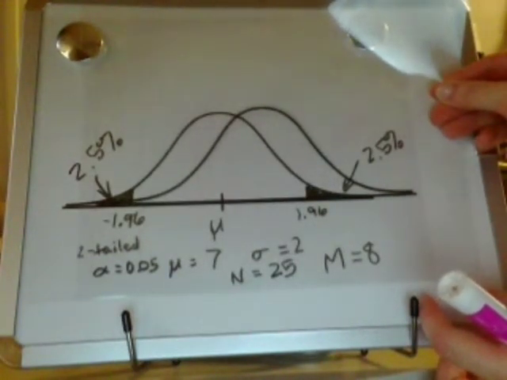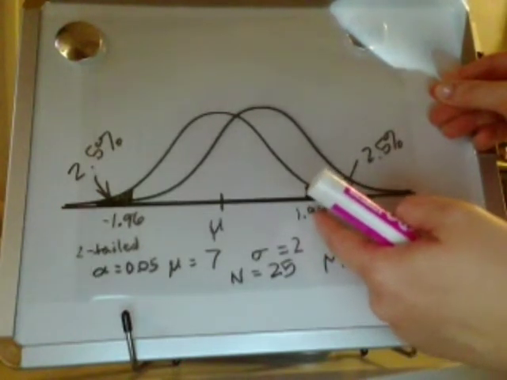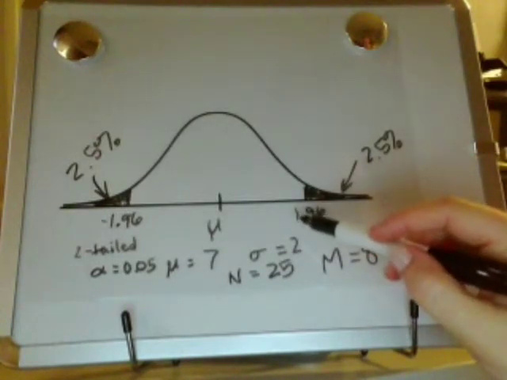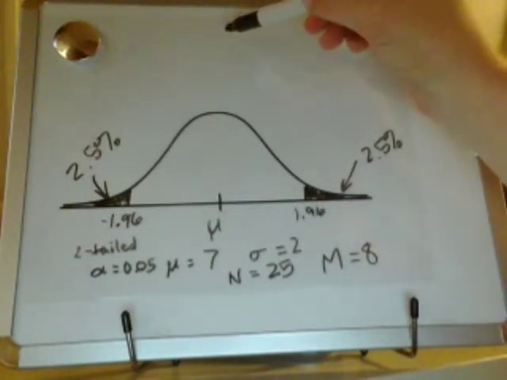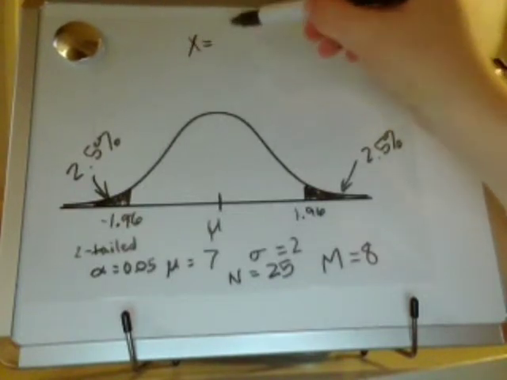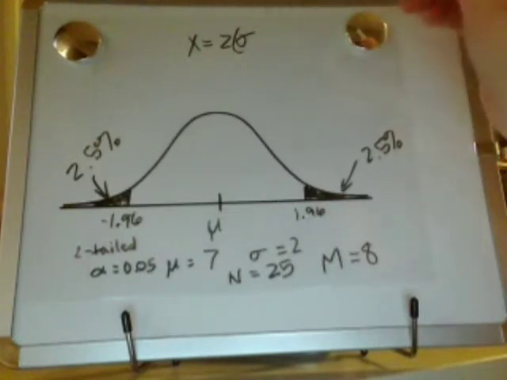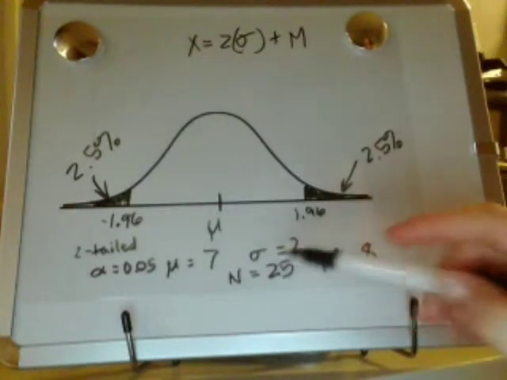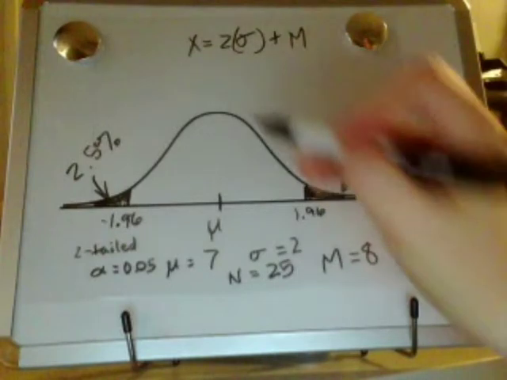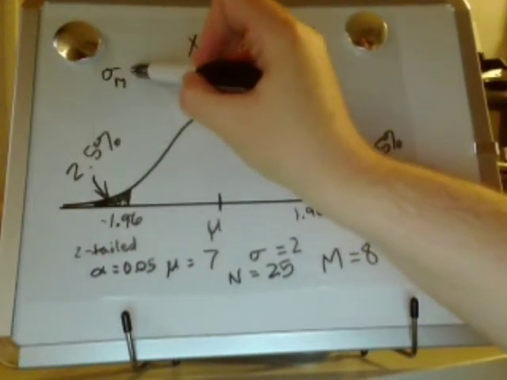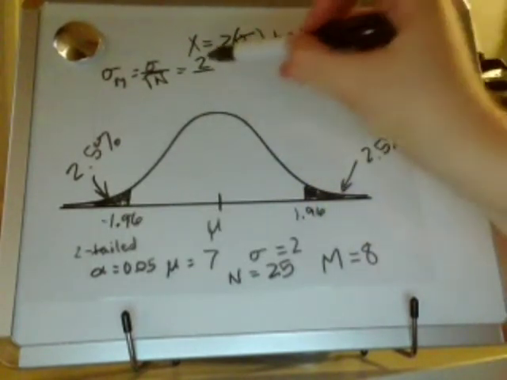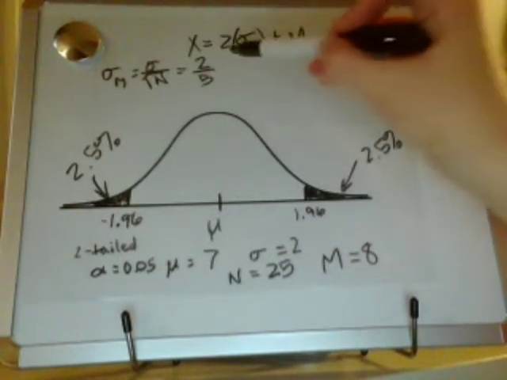So part of what we could do is find out what that raw score would be with respect to the first distribution. I'm going to take the second distribution away for a minute. We want to find out what the equivalent raw score would be for 1.96. We know that x equals z times sigma plus the mean. But since we're using the standard error, we need to compute that first. Sigma sub m equals sigma divided by the square root of n, which in this case is 2 divided by 5, because the square root of 25 is 5.